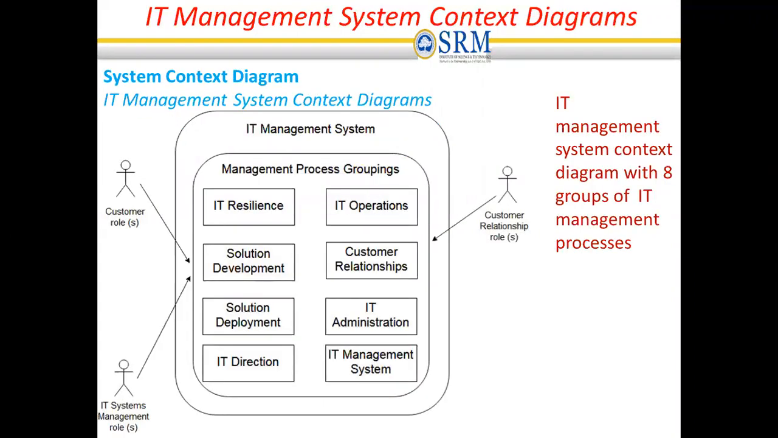This shows an example of IT management system context diagram where IT management processes are clubbed into 8 different groups. Here, the users of the system are also shown: customers, IT systems management role, customer relationships roles. These are all the users of the system, and the 8 different groups of IT management processes are also shown here.